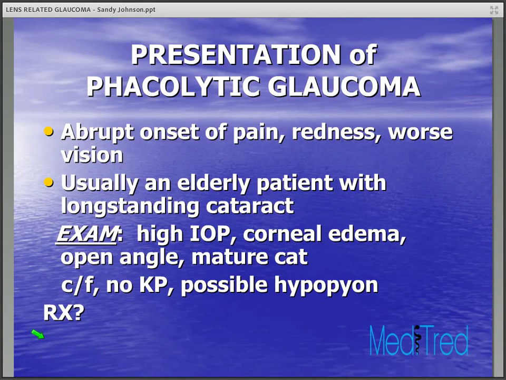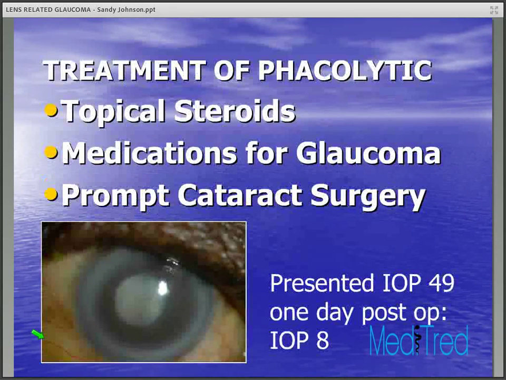So what is the treatment for this particular lens glaucoma? The treatment of phacolytic is some steroids, because of course that will help with the massive inflammation. Some medications to try and help the markedly elevated pressure, but really it's the prompt cataract surgery that will be most effective for the patient.